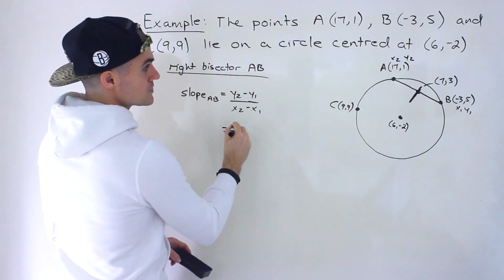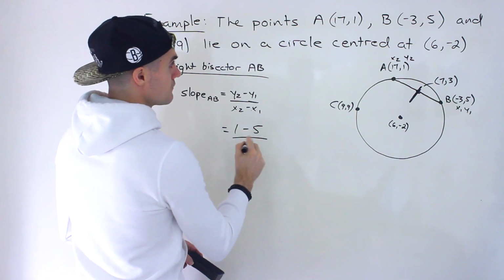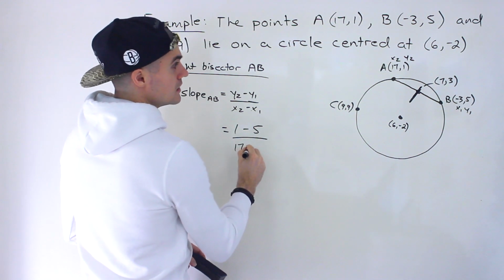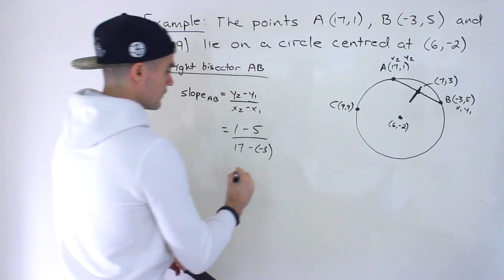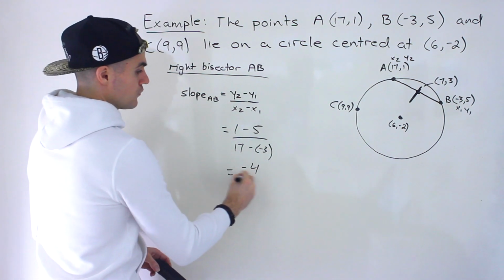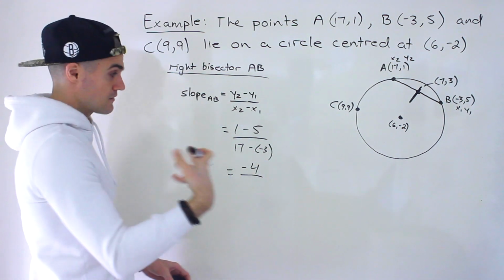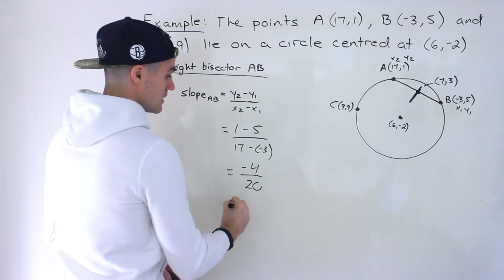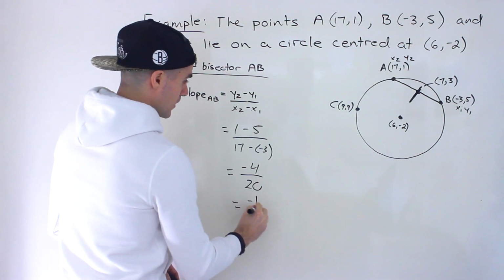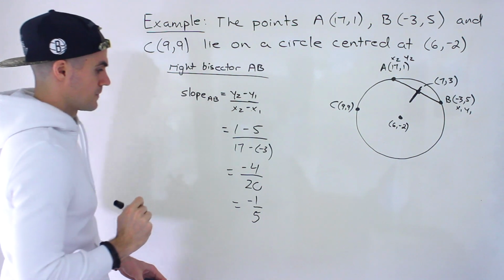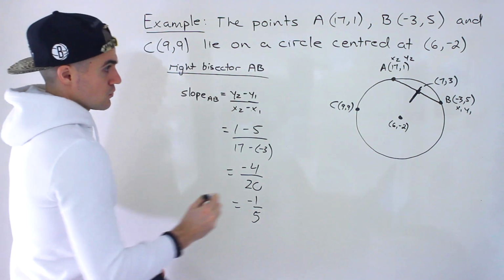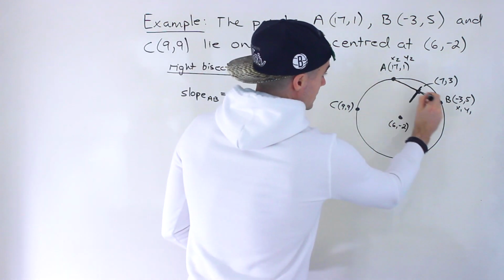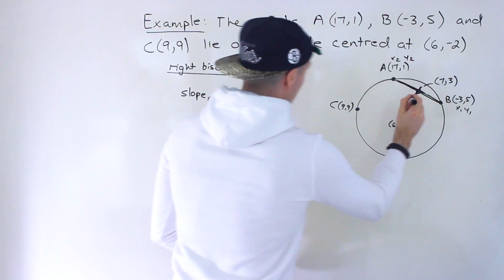So we would have y2, which is 1, minus y1, which is 5. Then we'll have x2, which is 17, minus negative 3. This would be negative 4. 17 minus negative 3 is like 17 plus 3, which gives us 20. This would simplify to negative 1 over 5. Like that. So that's the slope here of AB, but we don't want that slope, we want the perpendicular slope.